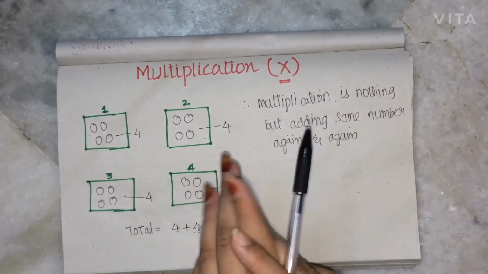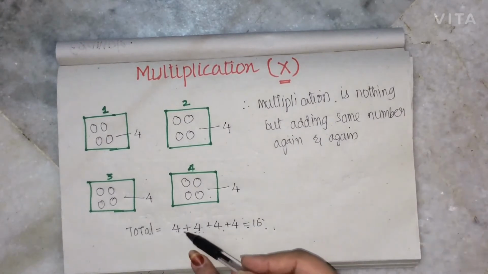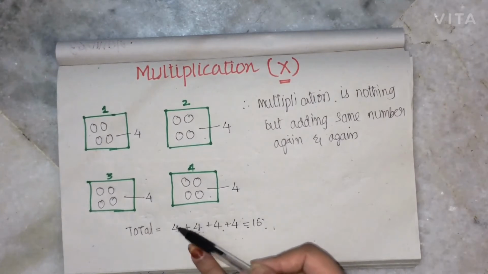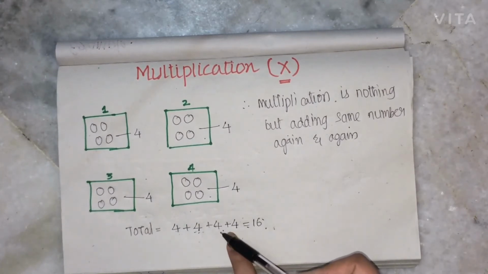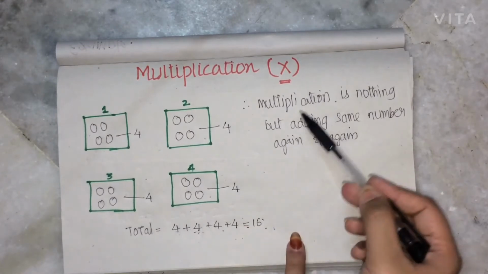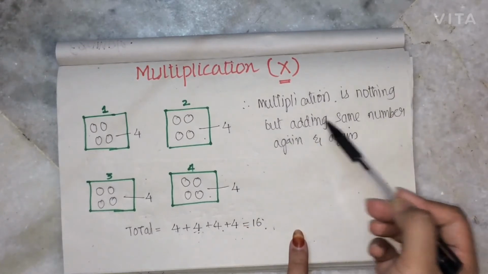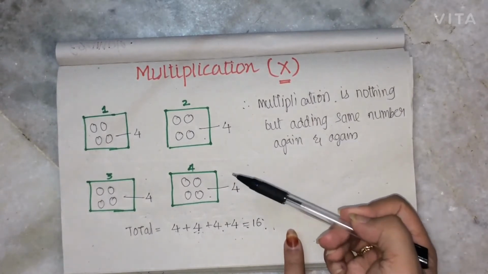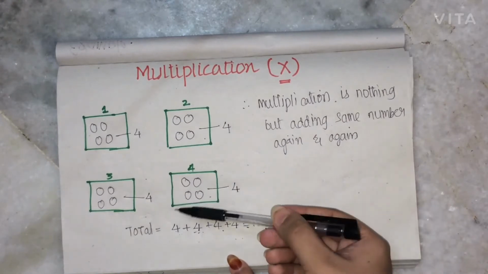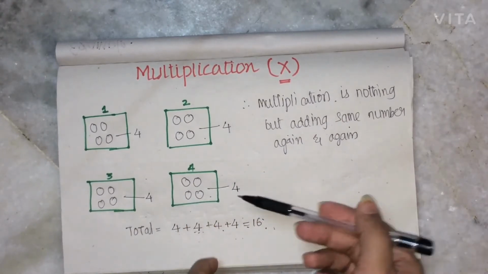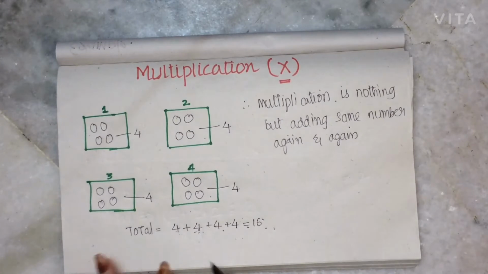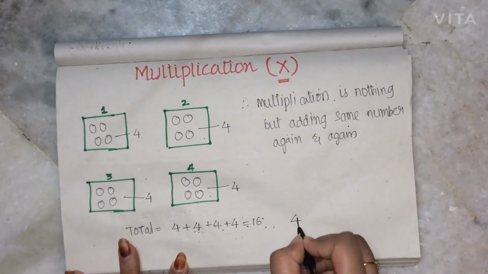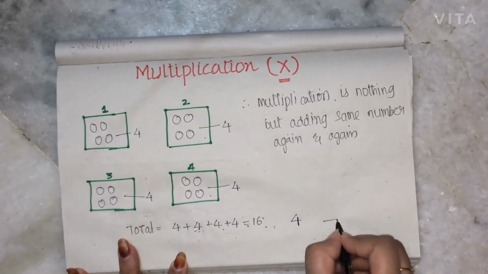So what we have observed is we are adding number 4 again and again, right? We are adding number 4 one time, two times, three times, four times, right? So multiplication is nothing but adding the same number again and again. If we are adding a number again and again, instead of writing the number 10 times or 4 times, we can write it in a shorter way.